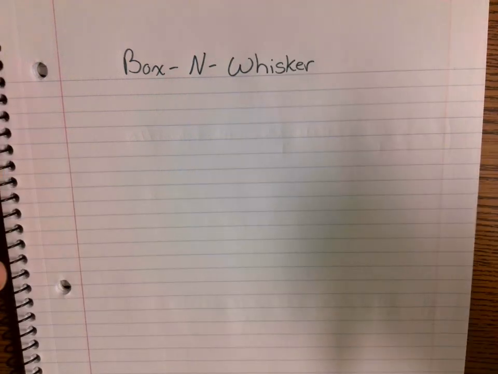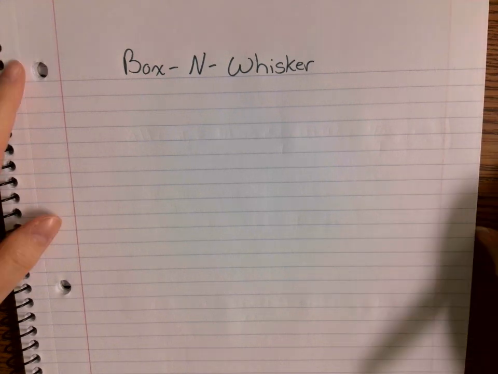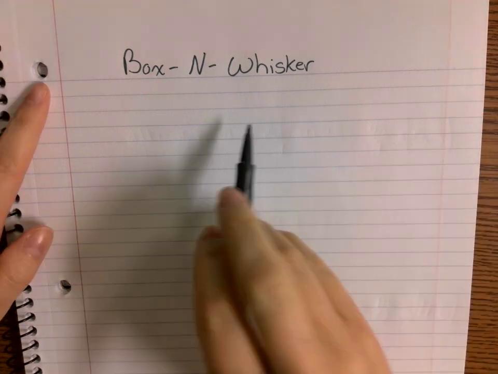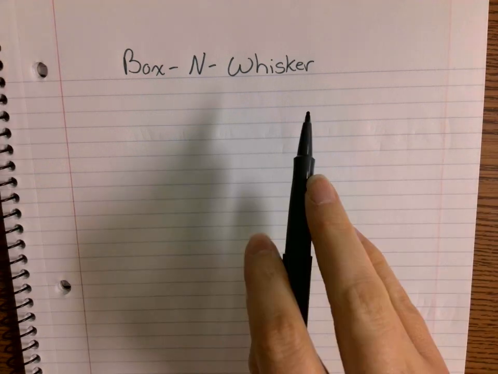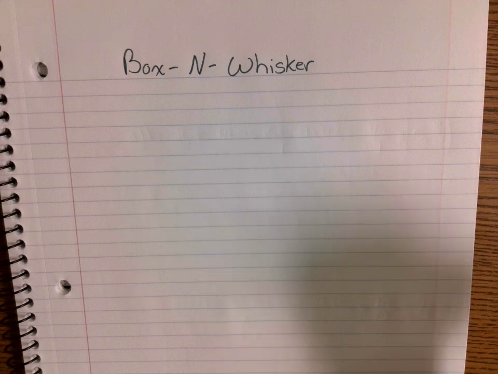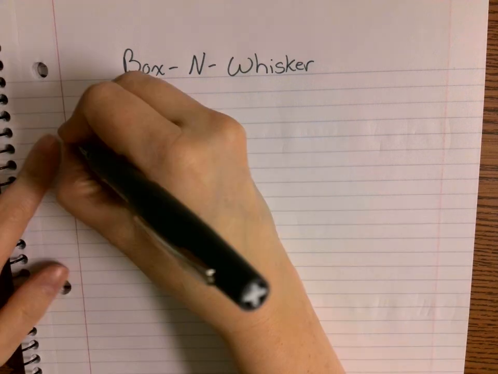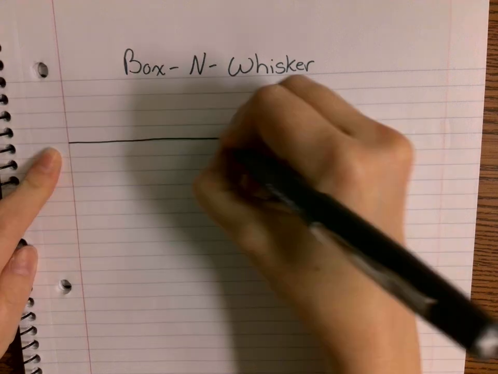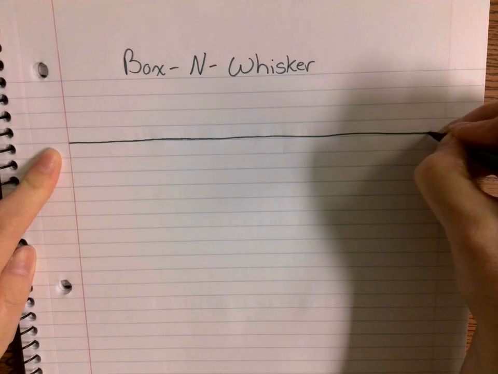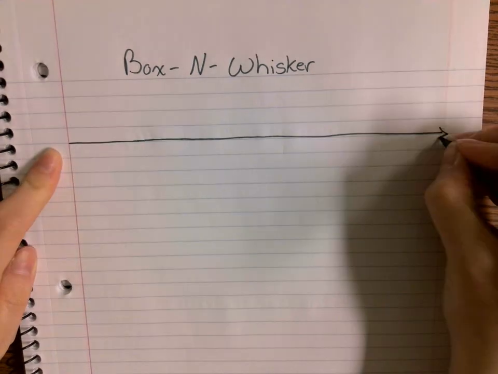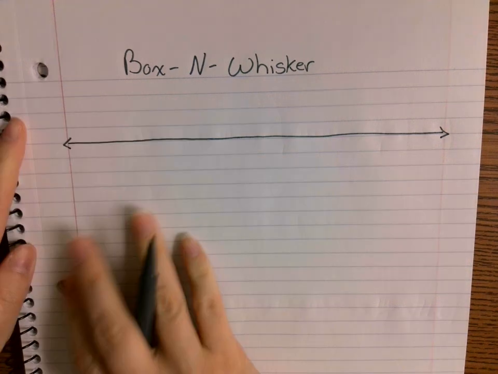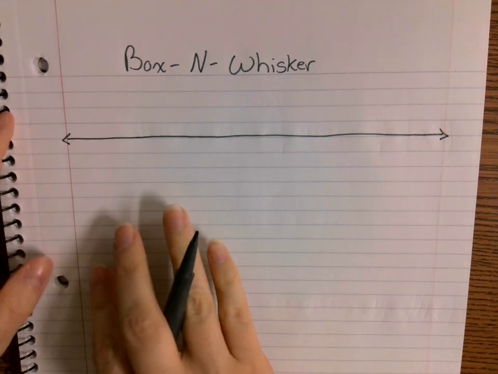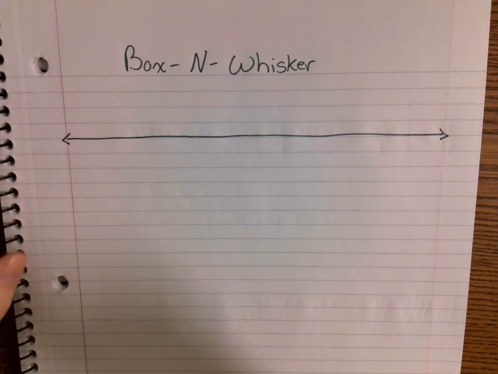One of the most common ways that we can present it and then use comparisons for it is a box and whisker plot. So what I want you guys to do right now is draw a number line. And when you're drawing your number line, please make sure that you have equal spacing between each of your values.